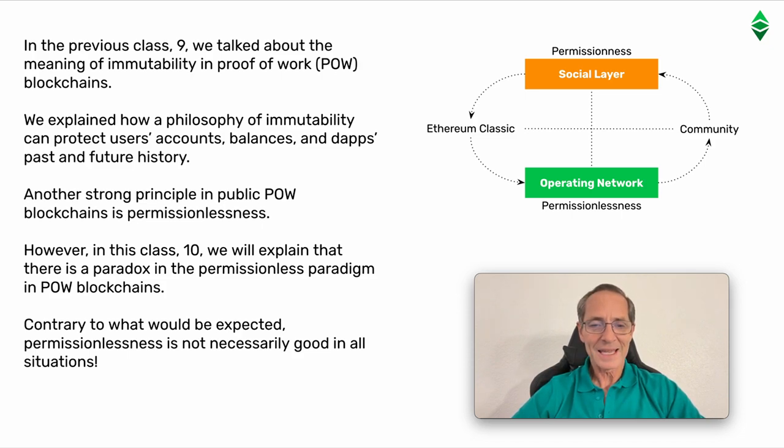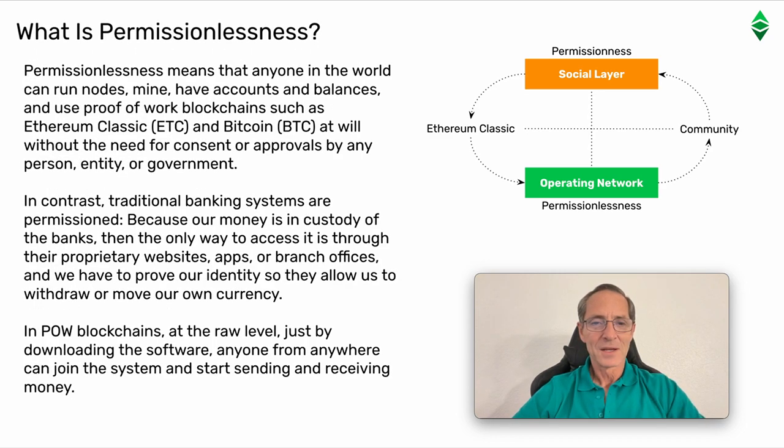However, in this Class 10, we will explain that there is a paradox in the permissionless paradigm in proof of work blockchains. Contrary to what would be expected, permissionlessness is not necessarily good in all situations. What is permissionlessness? Permissionlessness means that anyone in the world can run nodes, mine, have accounts and balances, and use proof-of-work blockchains such as Ethereum Classic (ETC) and Bitcoin (BTC) at will, without the need for consent or approvals by any person, entity, or government.